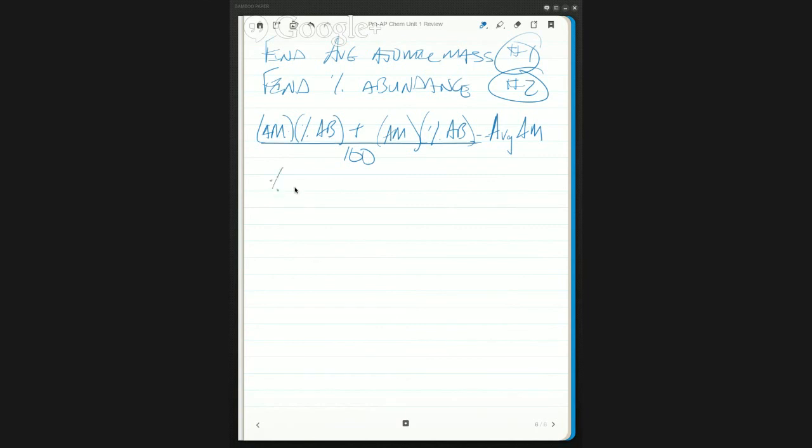And percent abundance, whenever you have 2 elements, I just make it X and 100 minus X, because it's a percentage. So that's the easiest way to do it.